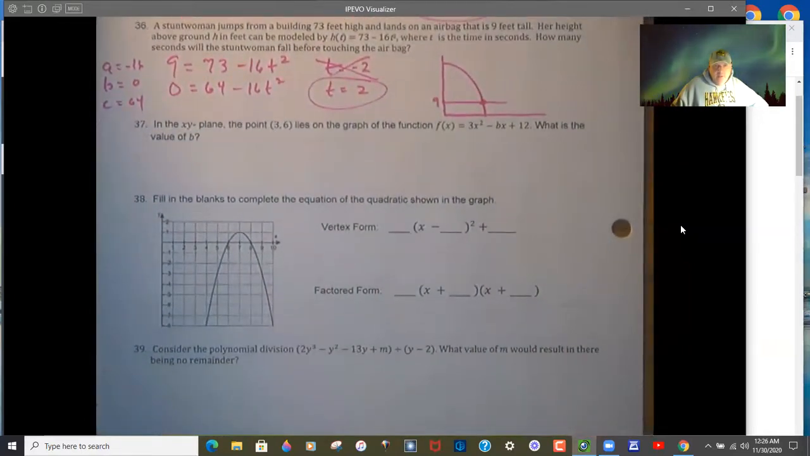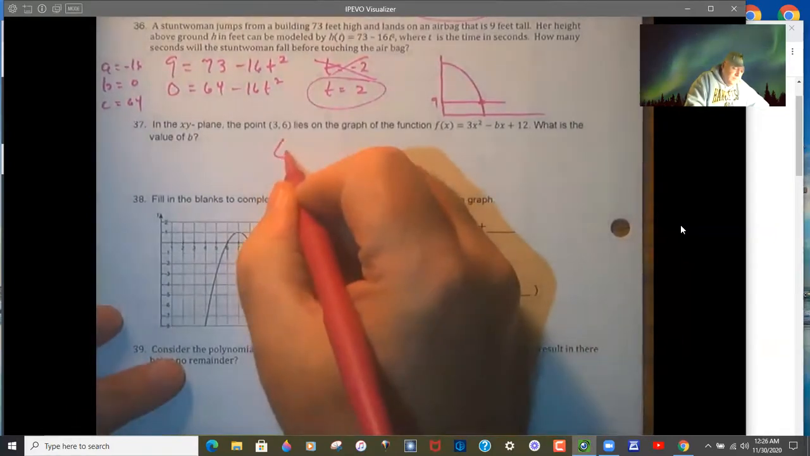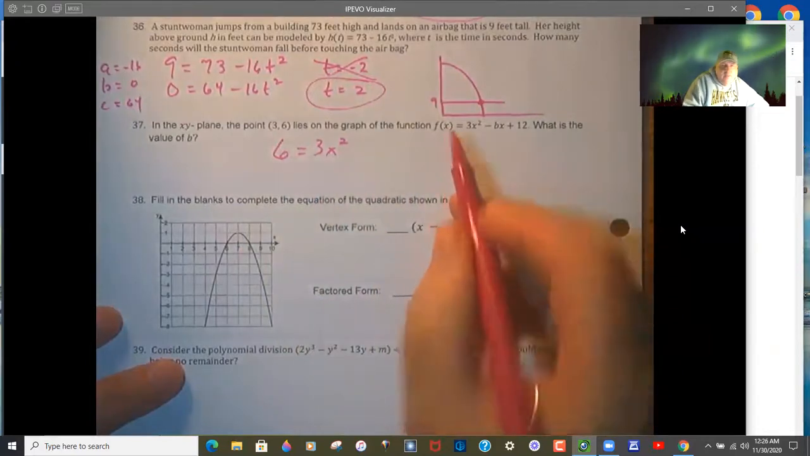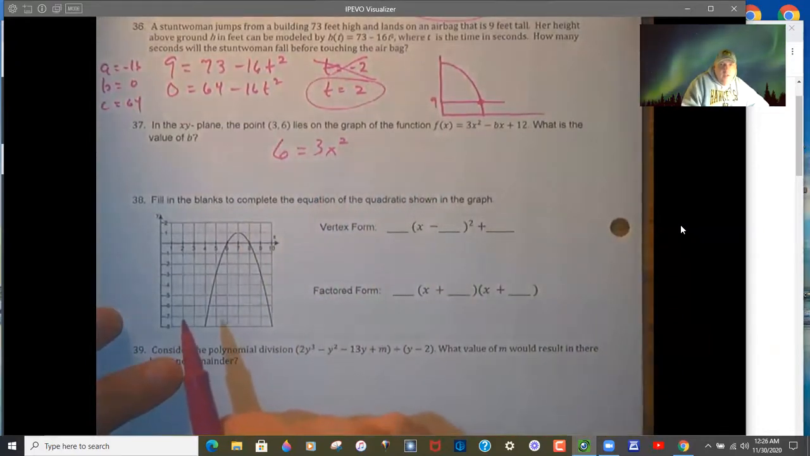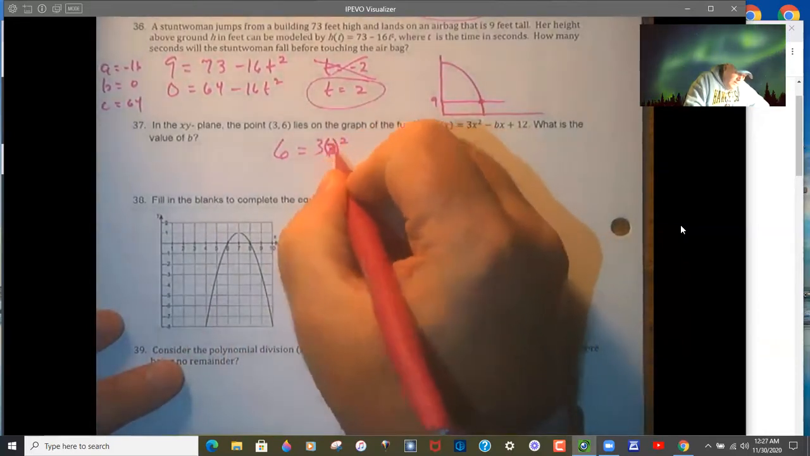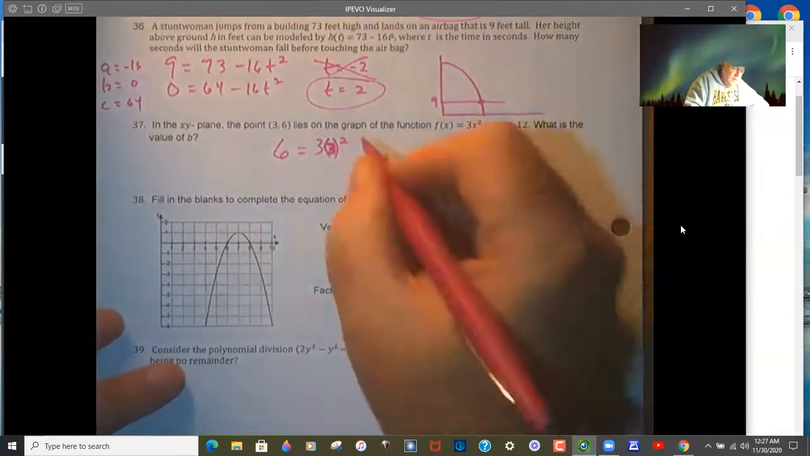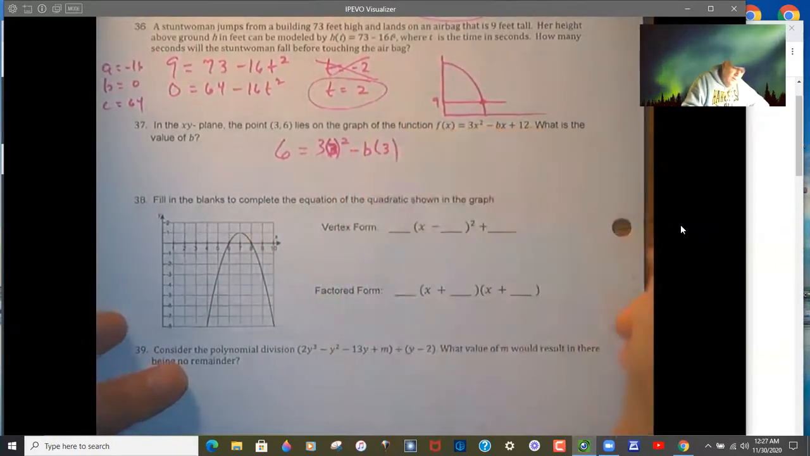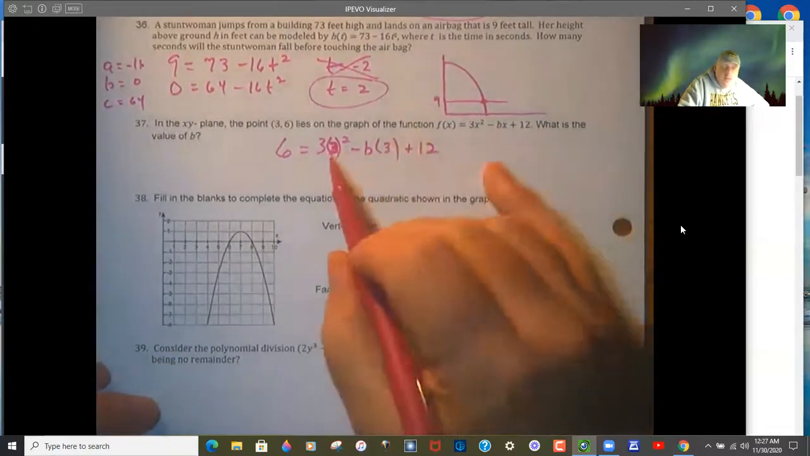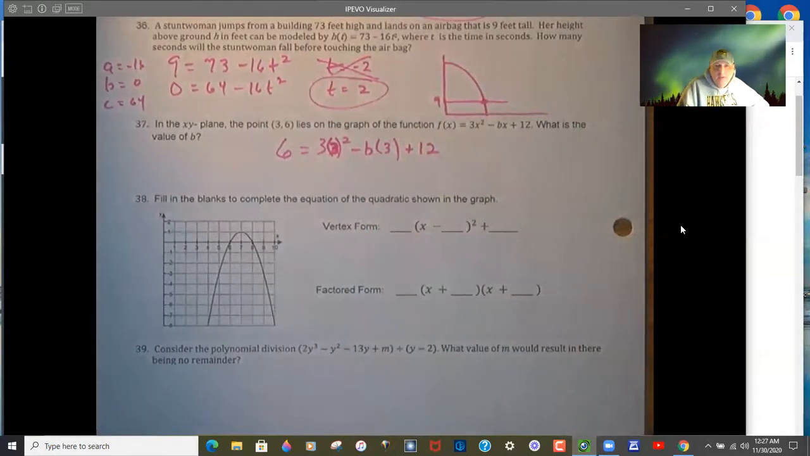In the xy plane, the point 3, 6 lies on that function. What is the value of b? So here, what you're doing is you are substituting in the 6 for y. That's what f of x is. It means y. And you're substituting the 3 in. Sorry about that. I needed to put a 3 here where the x was. 3 times 3 squared minus b times 3 plus 12. So we put a 3 where x was, and then a 6 where y was. And now we want to crunch this out and solve for b.